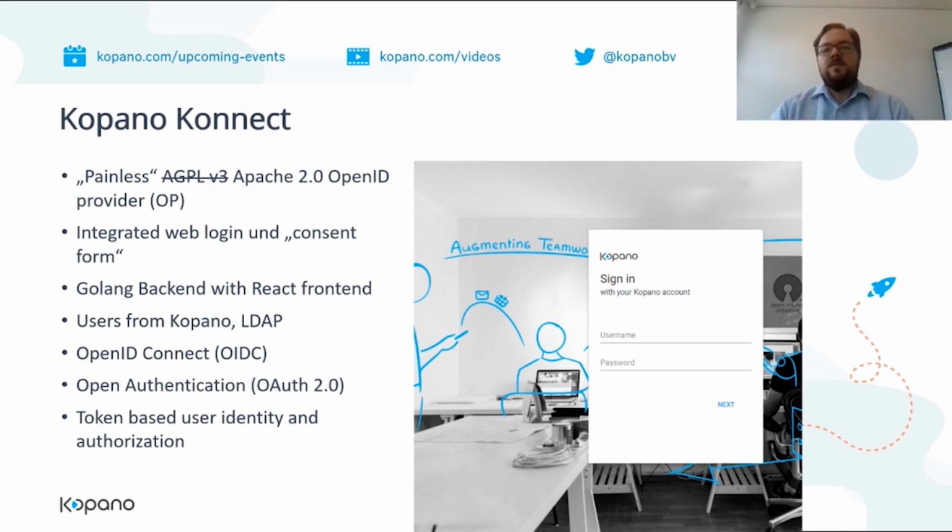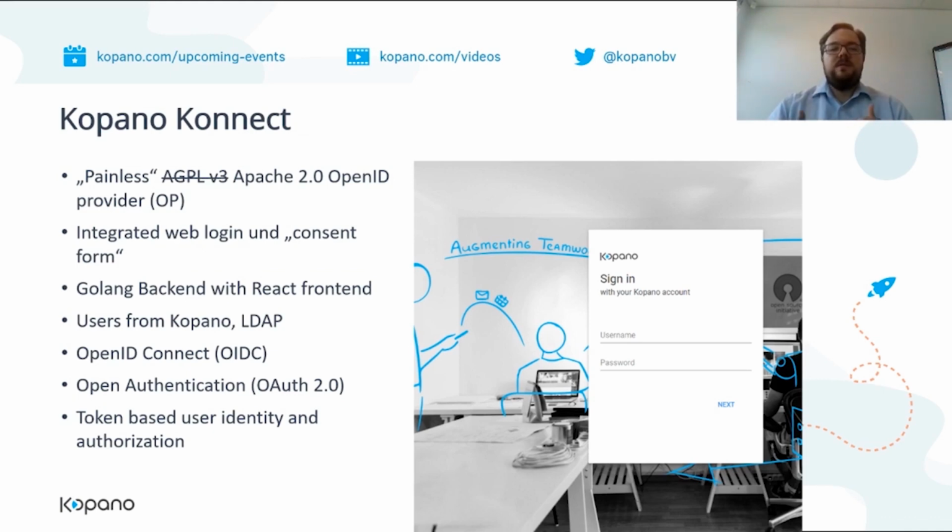There are, of course, a lot of different OpenID providers that you can integrate and install on your system. But the one that I'm going to tell you a bit about is our own product, Kopano Konnect. Kopano Konnect is what we see as a painless OpenID provider, meaning that it's a Go binary, very easy to install, and doesn't bring that many dependencies. In fact, it doesn't require you to use any databases or whatever. It's really just a Go binary, brings its web interface and can be easily exposed to the internet.